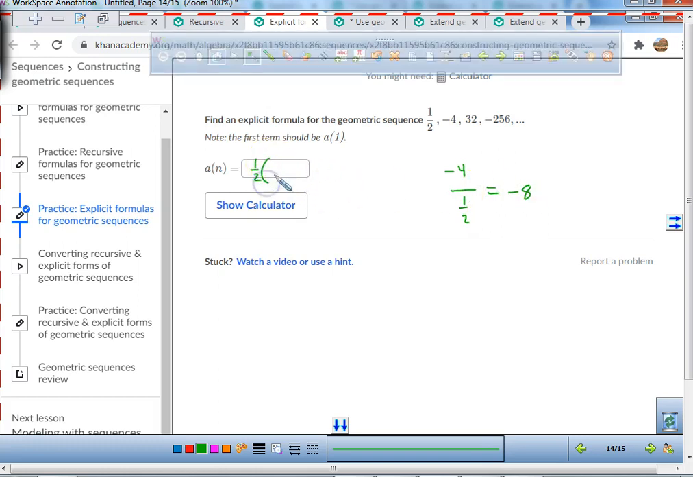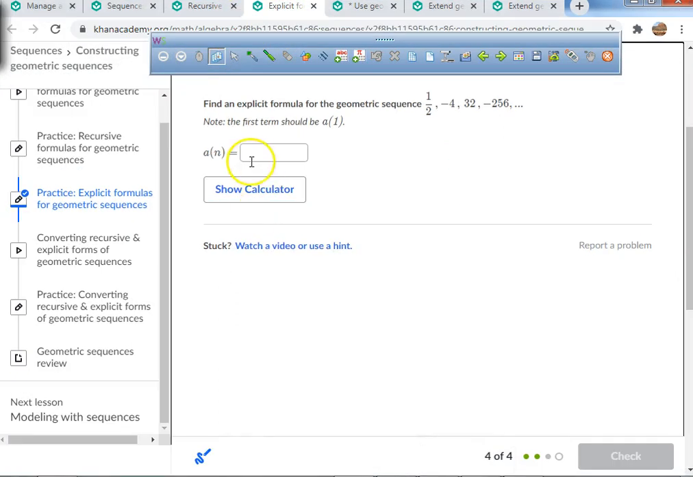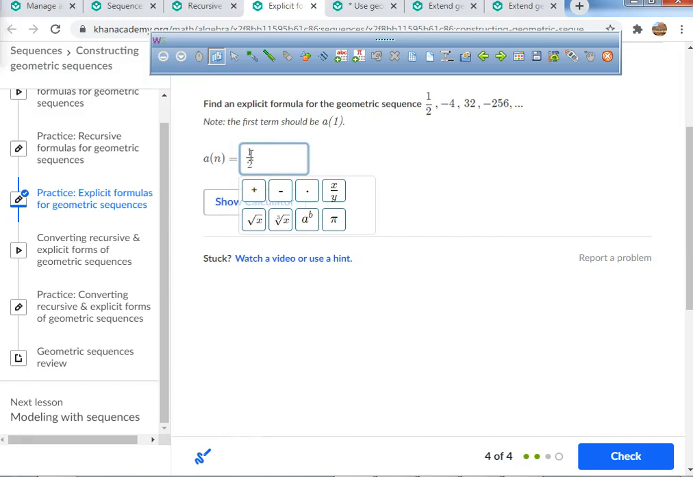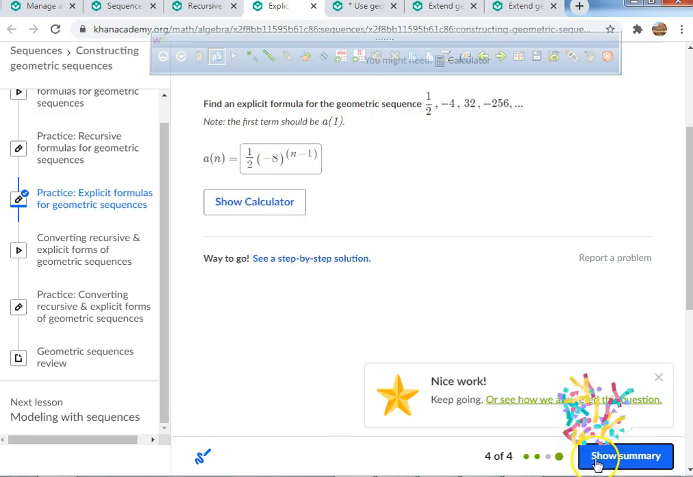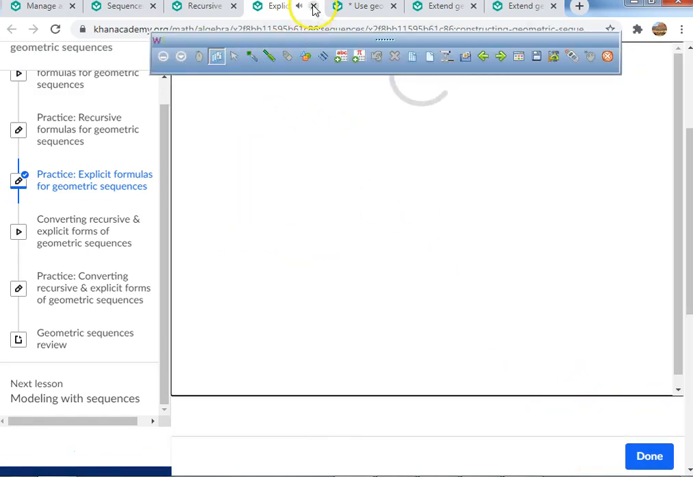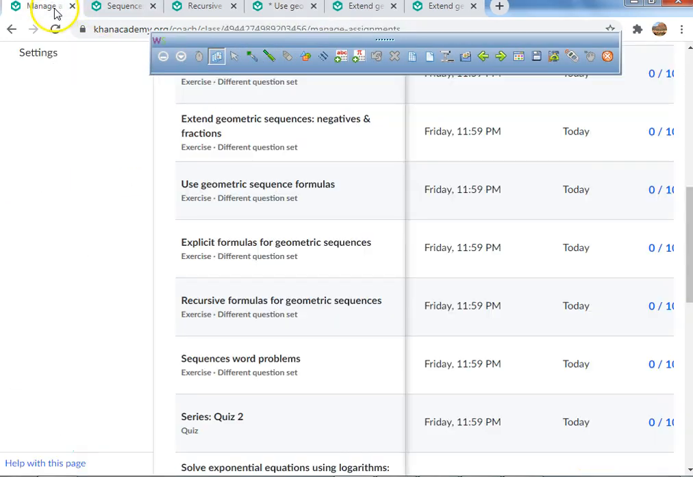So I know I'm going to be multiplying everything by -8 to the power of n minus 1. When I get angry, I do math problems fast. So here we go: 1 divided by 2, parentheses, -8, close parentheses, to the power of, parentheses, n minus 1. All right, so that should be it. Nailed it. But you know what? I don't like it, so I got to go back.